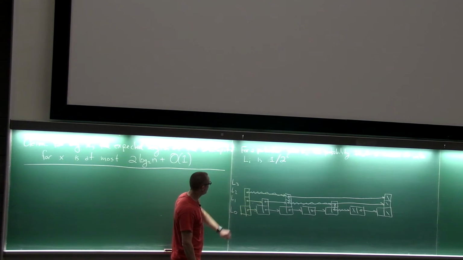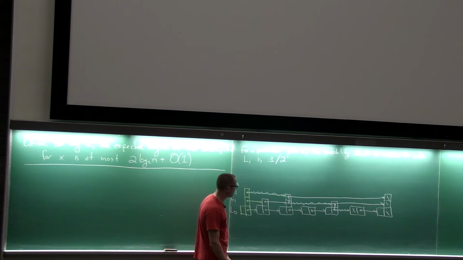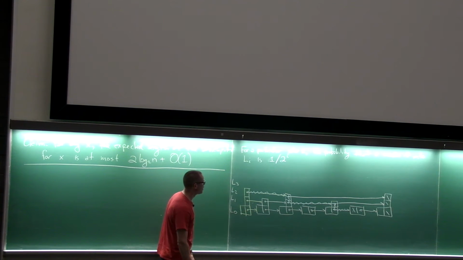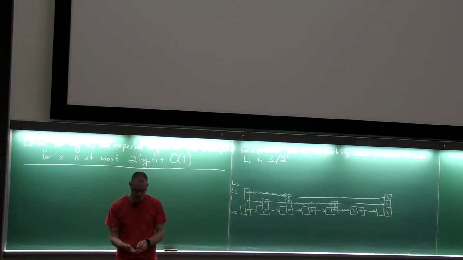What about L1? Well, in order to make it from L0 into L1, you have to toss a coin that comes up heads. That happens with probability a half, which is 1 over 2 to the 1. And in order to make it into L2, you have to toss a coin twice. It has to come up heads both times. And that happens with probability a quarter. So that's 1 over 2 squared. And that's true for all i.